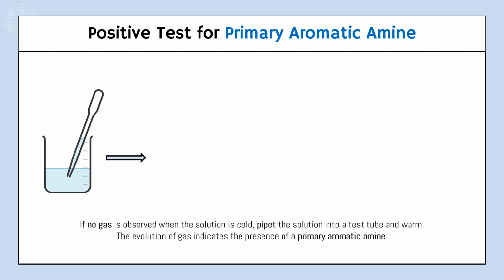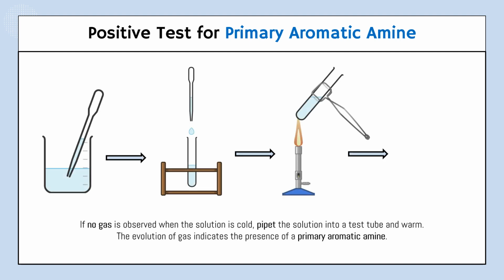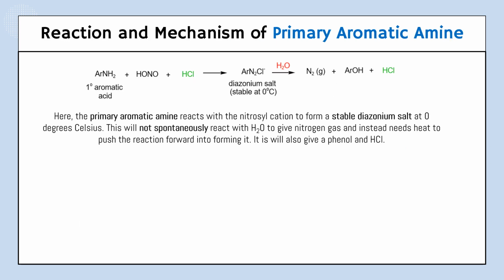However, if we don't observe any bubbling, we will pipette the solution into a test tube and heat. If we observe gas, this will indicate the presence of a primary aromatic amine. The primary aromatic amine will react with the nitrosyl cation to form a stable diazonium salt at 0 degrees Celsius. This will not spontaneously react with H2O since it is stable, and so it needs heat to give the nitrogen gas, which will push it forward. It will also give a phenol and HCl.